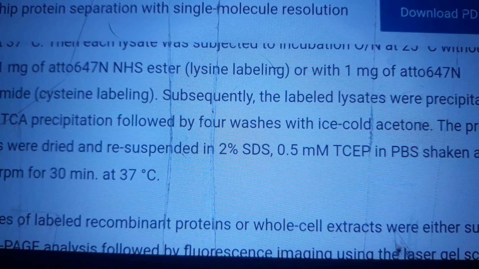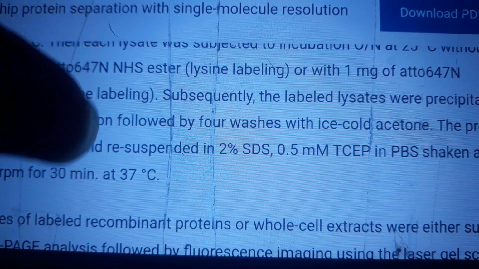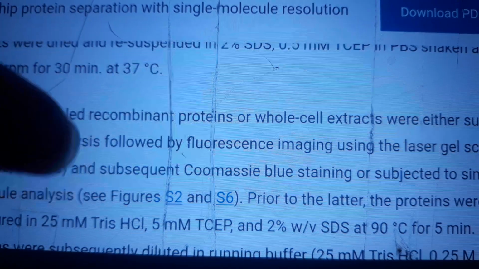without dye, with 1 mM of Atto 647N NHS ester for lysine labeling, or with 1 mM of Atto 647N maleimide for cysteine labeling. Subsequently, the labeled lysates were precipitated using TCA precipitation, followed by 4 washes with ice cold acetone. The protein pellets were dried and resuspended in 2% SDS, 0.5 mM TCEP in PBS, shaken at 1000 RPM for 30 minutes at 37 degrees centigrade.